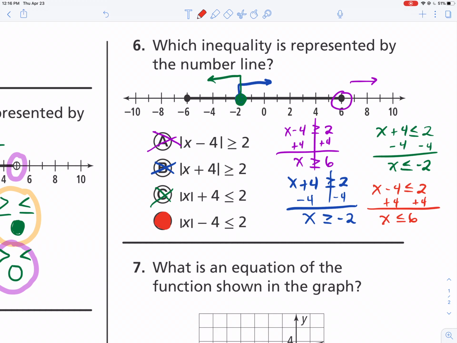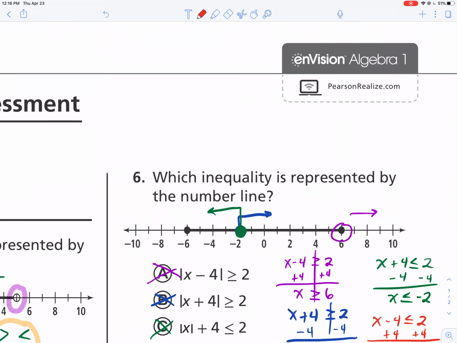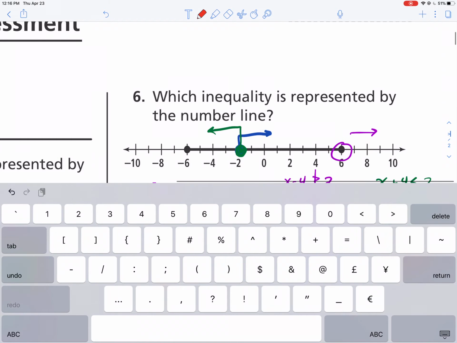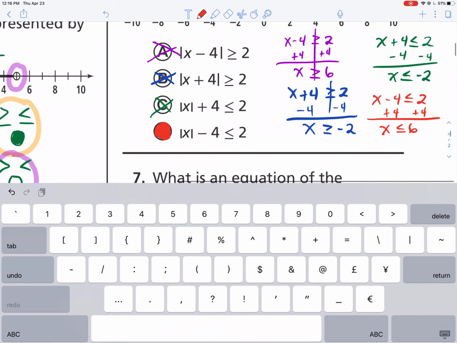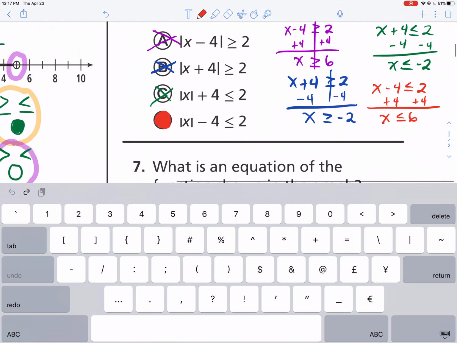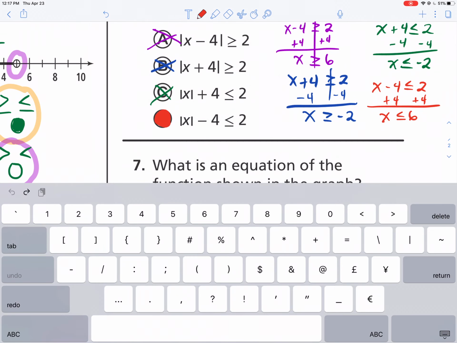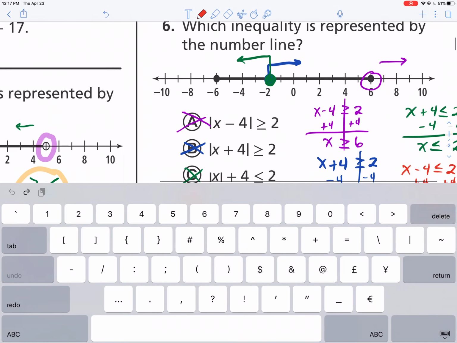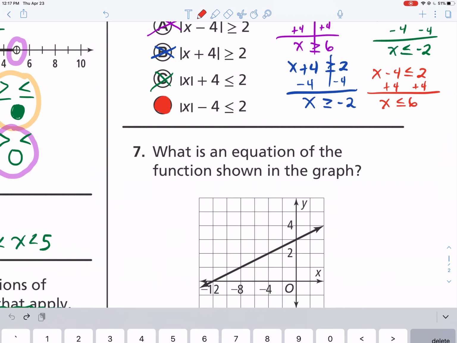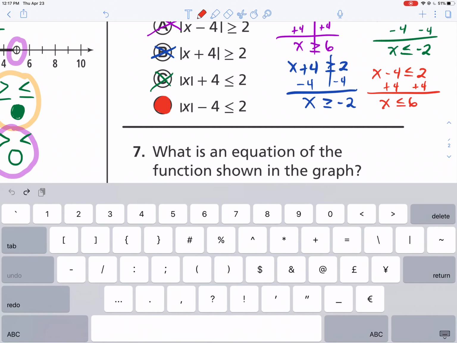So this is where it gets a little bit tricky, because we try it again. Sorry, we had a little bit of a technical difficulty.